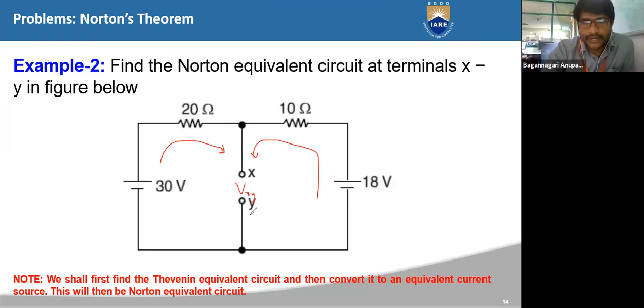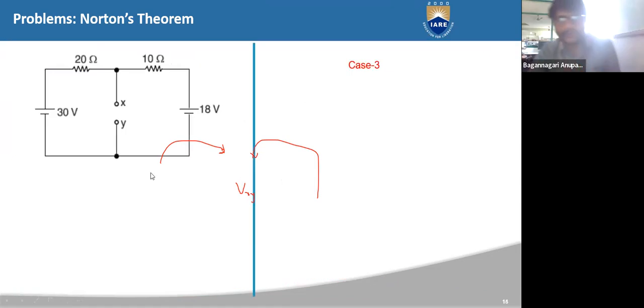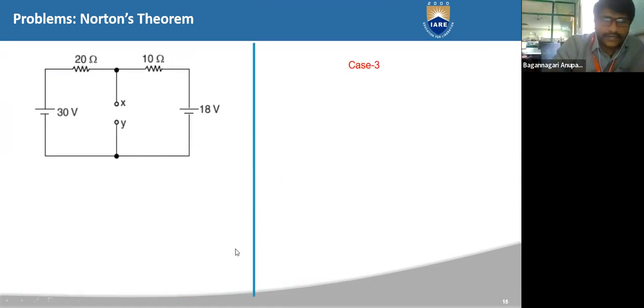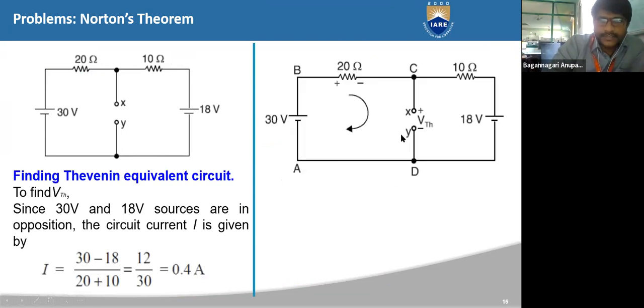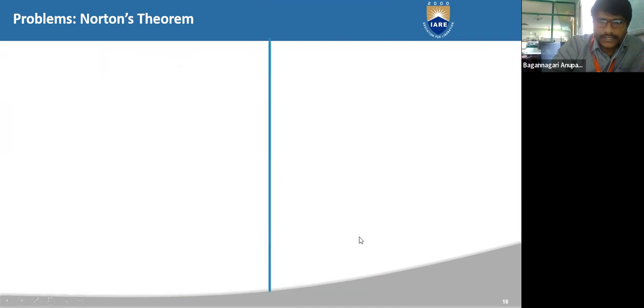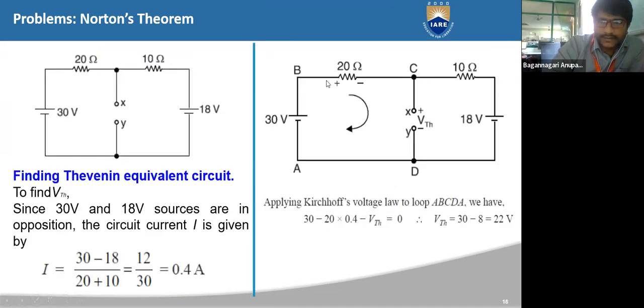So it is easy to find the value of Vxy, and it's also easy to find the value of RTH. Based on them, we can find the Thevenin's equivalent circuit, right? What is done here is to find the value of VTH. It is 22 volts, right?